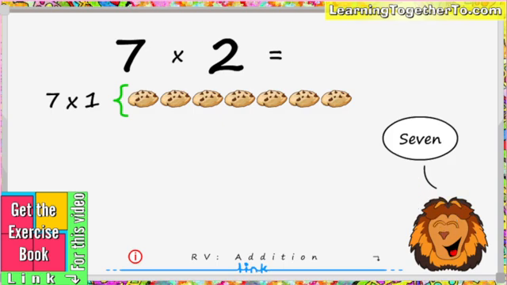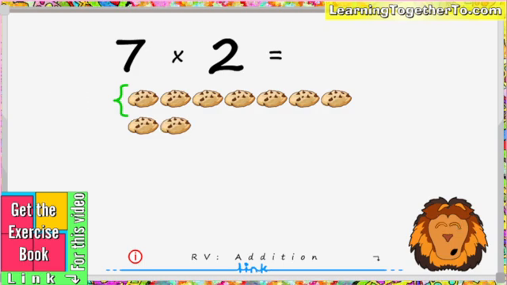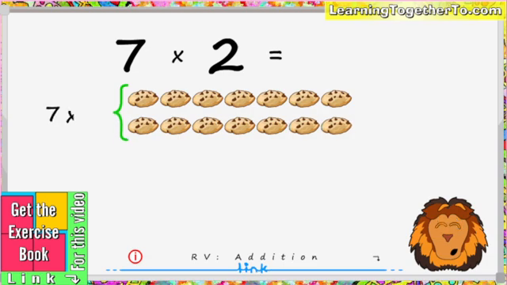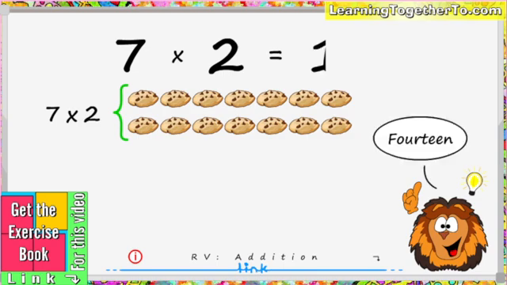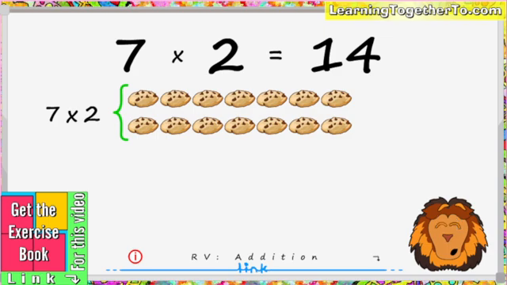That's right, Eric. But Eric, we want more than 7 cookies, so we are going to bake another batch of 7 cookies. Now we have 2 batches of 7 cookies. 7 times 2 is equal to 14. Great job, Eric.